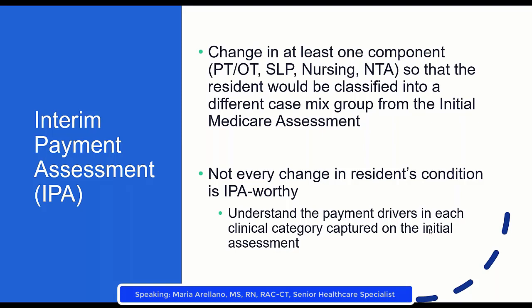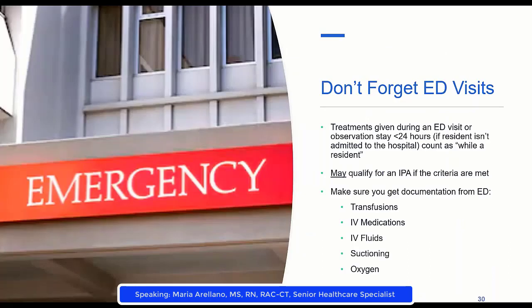And again, under missed opportunities, another area to look at is your IPAs. This is involved where there's at least a change in one component so that a resident would be classified into a different case mix group from the initial Medicare assessment. And so it's important to know that not every change in a resident's condition is IPA worthy, right? You have to understand the payment drivers in each of the categories that were captured on the initial assessment and consider, is this going to change the case mix group and warrant an IPA? Which could mean, if you don't look at them, this could be a missed opportunity.